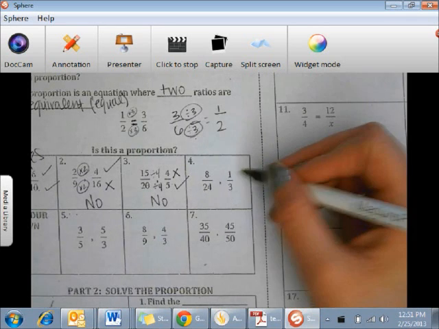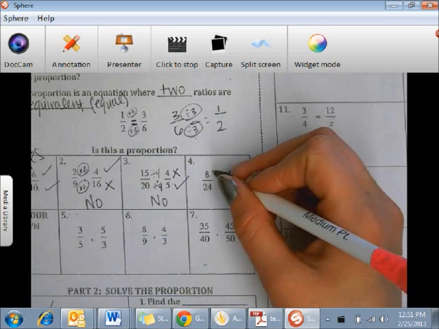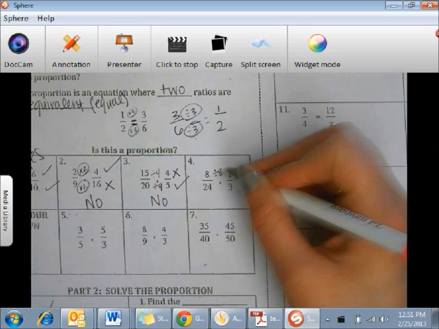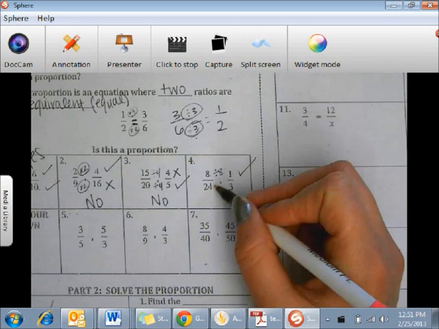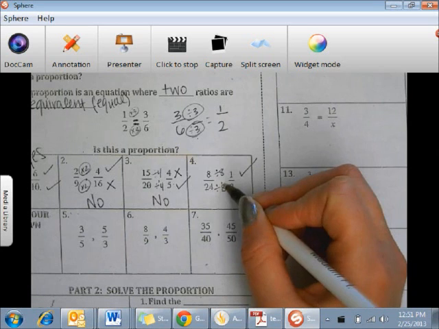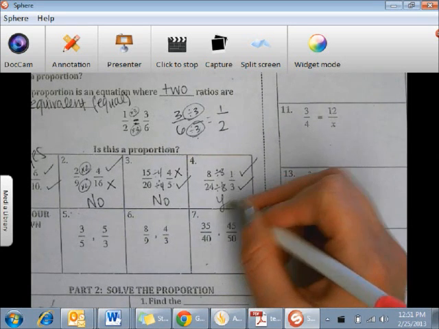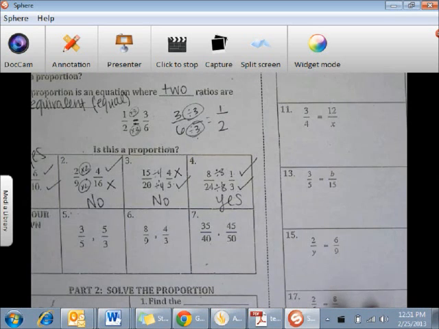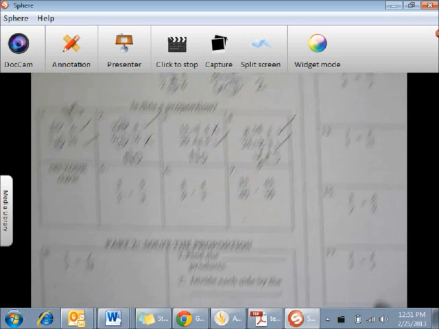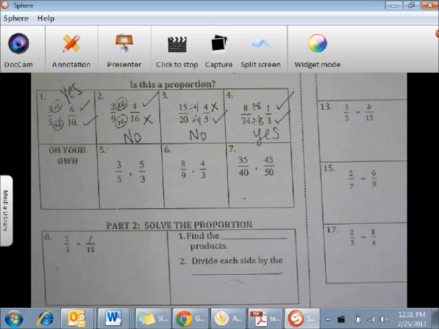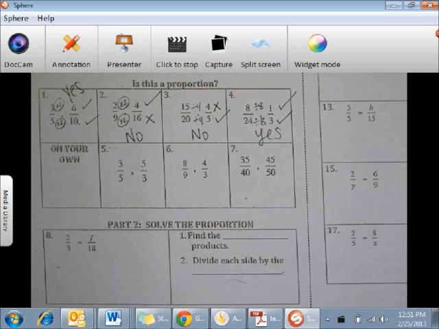Eight 24ths and 1/3. To get from 8 to 1, I need to divide by 8. And 8 divided by 8 gives me 1. And I have to do the same thing on the bottom. So 24 divided by 8, does that give me 3? Yes, it does. So that does form a proportion. Now you can try these on your own and pause the video if you need to.